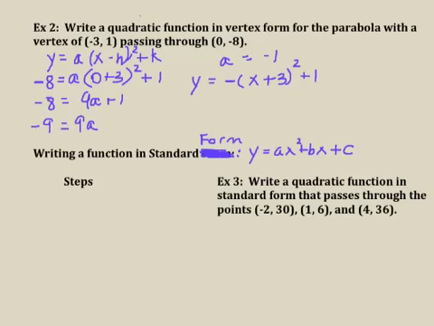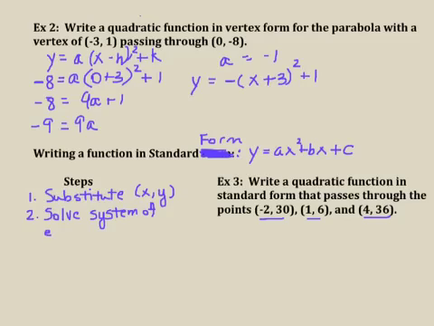So our steps: we're going to substitute (x, y), and we have three (x, y)'s. We have (-2, 30), (1, 6), and (4, 36). We're going to substitute those 3 points in to give us a system of equations. We're going to solve the system of equations, and then the third thing we're going to do is replace a, b, and c. Now, it's very important to be neat and orderly with these problems.